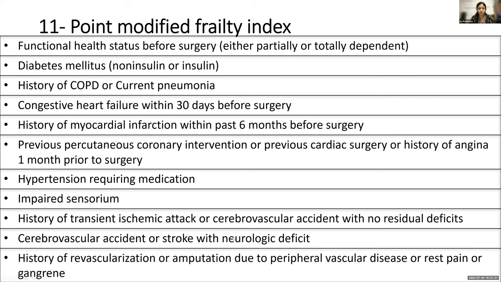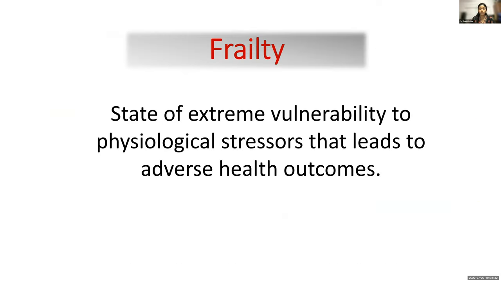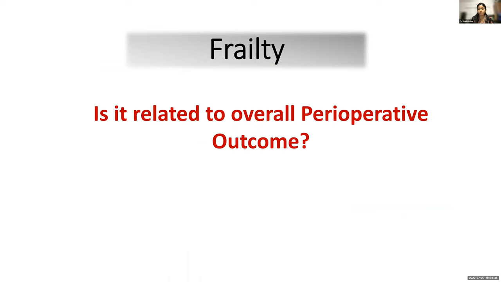And we have another 5-point frailty index to simplify the complications. It includes only 5 factors: diabetes, hypertension, CHF, COPD, and functional status. Our patient already has diabetes and hypertension. Once we calculate the frailty index, it was seen that there is not much difference in the results of frailty index 5 and 11. Even if we use the modified frailty index 5, we are able to predict the post-operative complications in these patients.